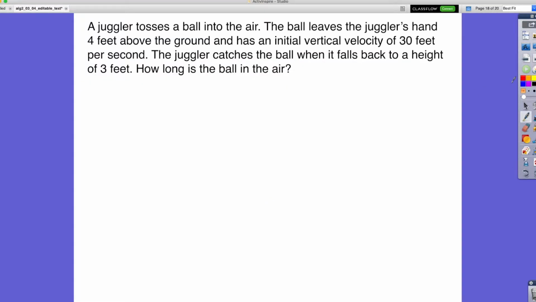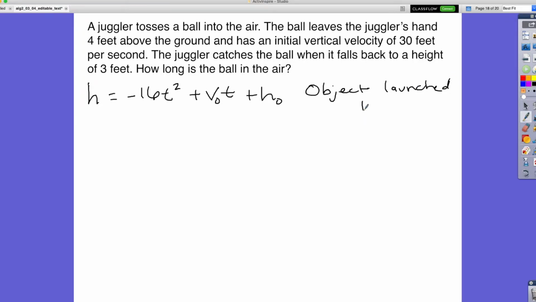Let's move on to the word problem. Again, I'm on page 126 in your textbook if you want to follow along. So at the top of 126, you'll see that they give you some formulas. This is a super important formula to know. It's h equals negative 16 t squared plus the initial velocity times t plus the initial height. So this is the formula for an object that is launched or thrown.